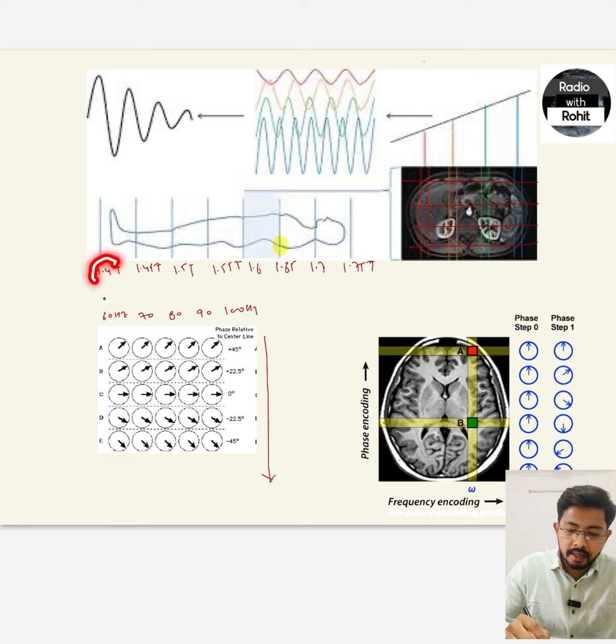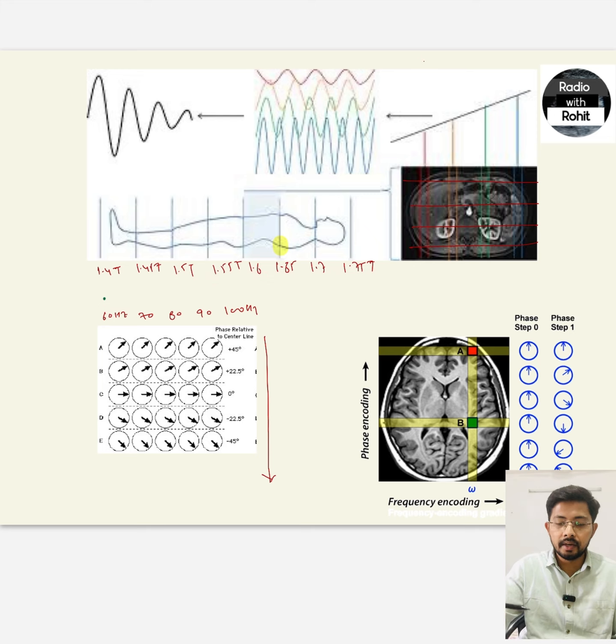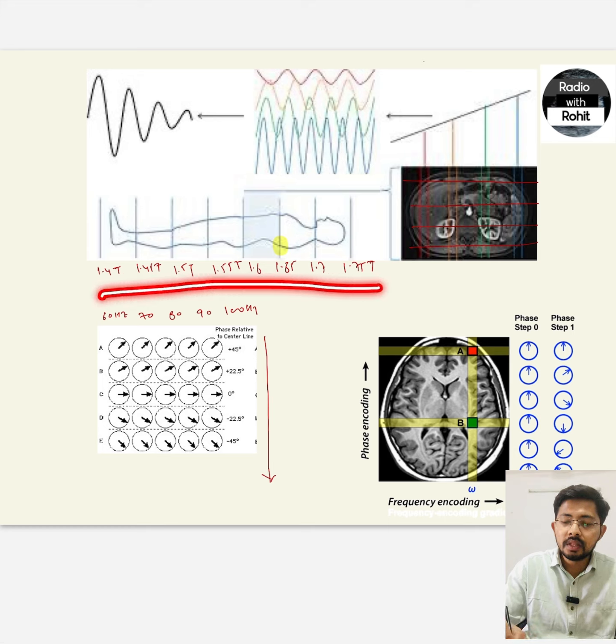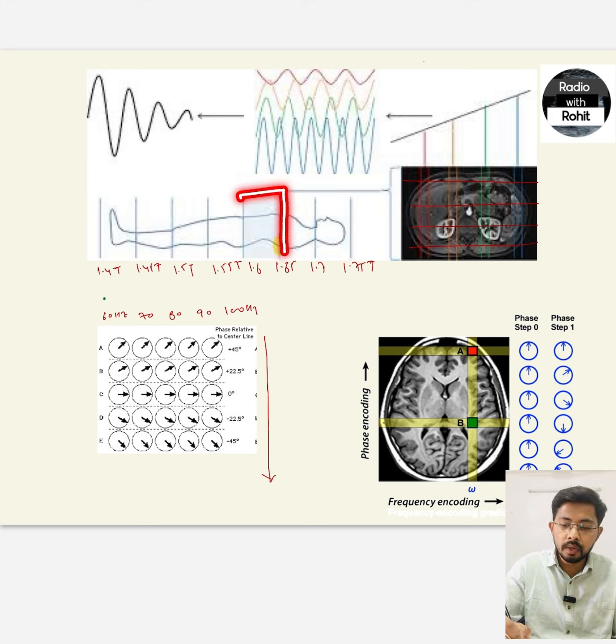So if this part is 1.4 Tesla, 1.45, 1.5, then as we move toward the head end of the patient, we will increase the magnetic field of the machine. This is called the slice gradient. With the help of the slice gradient, we can decide that we want one slice between 1.6 Tesla and 1.65 Tesla. So this will give us one slice, and we want the image in that slice.